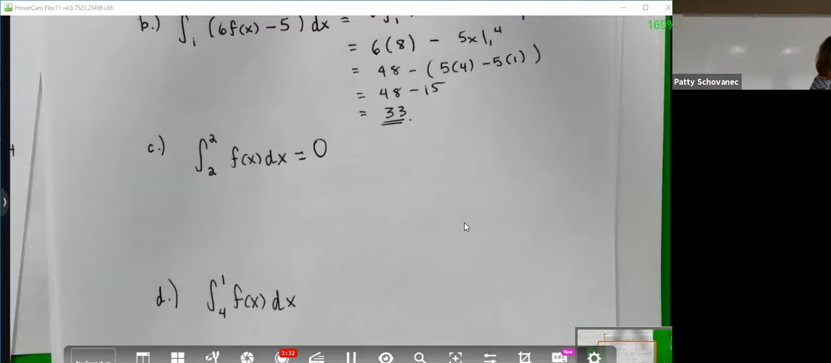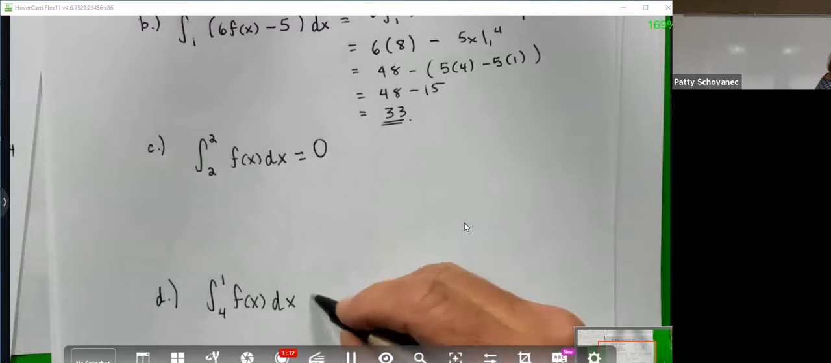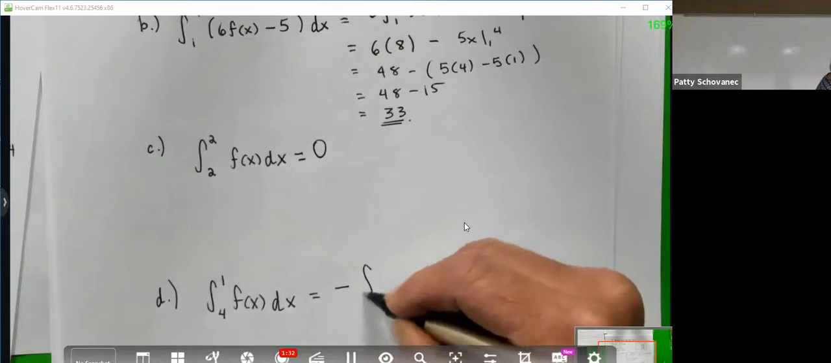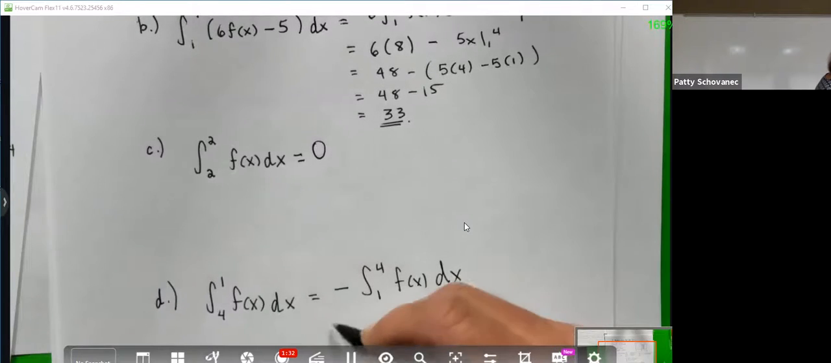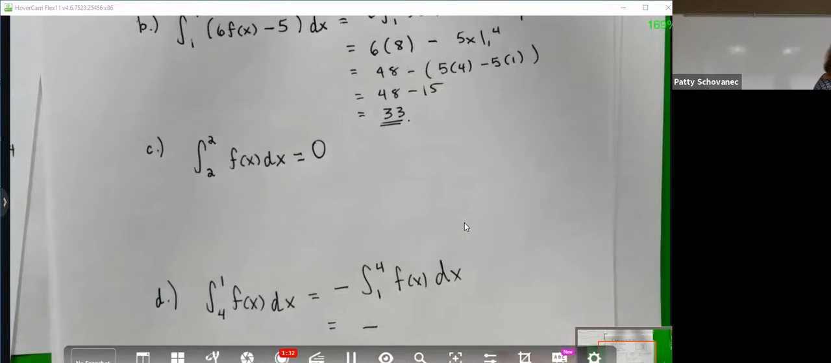Does that make sense to you? So this should be the same thing as minus the integral from 1 to 4. So this is going to be minus, well, the integral from 1 to 4 I gave you has a value of 8. So add this to the list of your properties.